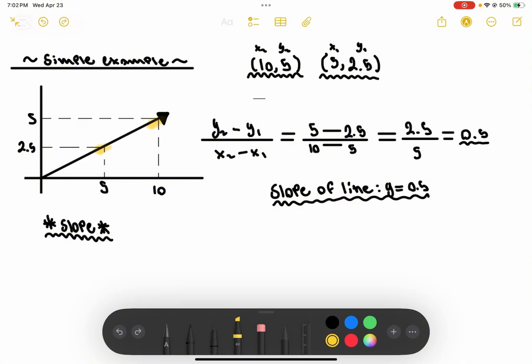So as mentioned, our y2 is 5 minus our y1, which is 2.5, all of that being divided by our x2, which is 10, minus our x1, which is 5. And when you simplify this, you should be left with 2.5 in the numerator and 5 in the denominator. And when you simplify that, your slope of the line should be equal to 0.5. So that means the slope of this line is constantly increasing by 0.5.